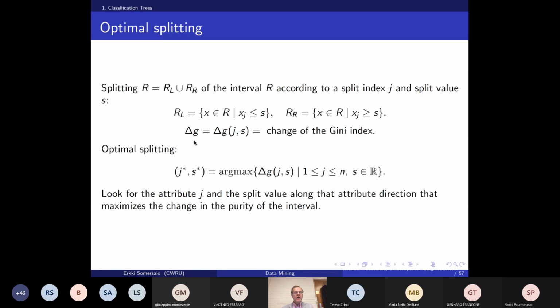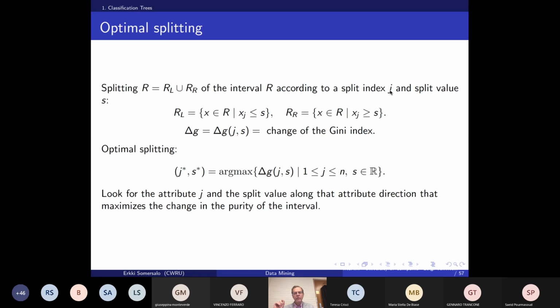Okay, so we have the rectangle R, and we are splitting it into the left and the right offspring. So the left offspring is, so you choose, if you have an index J, remember you can choose this J in many ways, and you can choose this S in many ways.